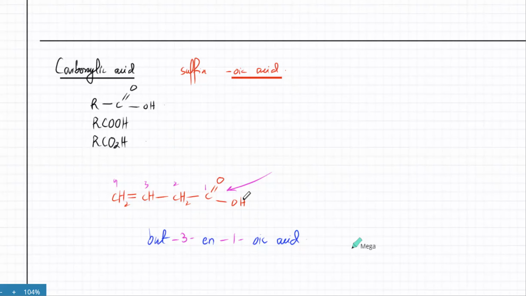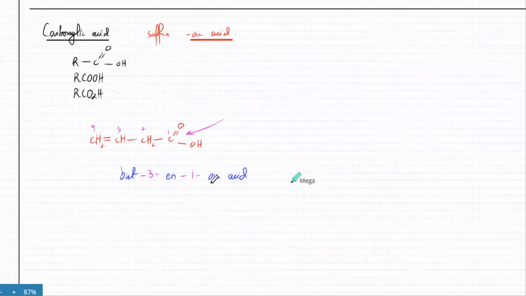Okay. So it's always going to be number 1. It's always going to be at the end of the chain. Its position is not going to change. So the position over here is pointless. Even if you don't write it, you know it's at the end of the chain. At the end or the start doesn't really make a difference. You can flip the molecule, turn it the other way around, and it will still be at the end of the chain. So that is carboxylic acid, and it just ends with oic. So position is irrelevant for carboxylic acids. But the other groups will always be counted from the carboxylic acid side.